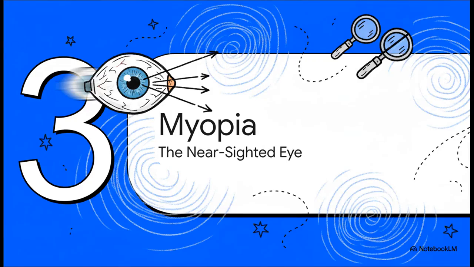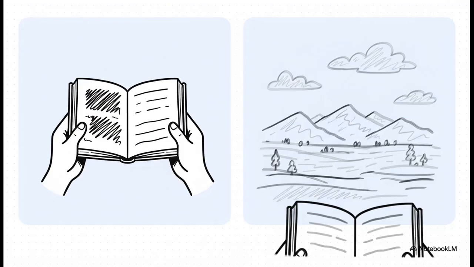Okay, let's start with our first defect of vision. This one is called myopia. You probably know it by its more common name, nearsightedness. So what does it feel like to have myopia? Well, it's quite straightforward. A person with myopia can see nearby things very clearly. For example, they can read a book without any problem. But when they look at distant objects, like, say, the blackboard from the back of the classroom, everything looks blurry.